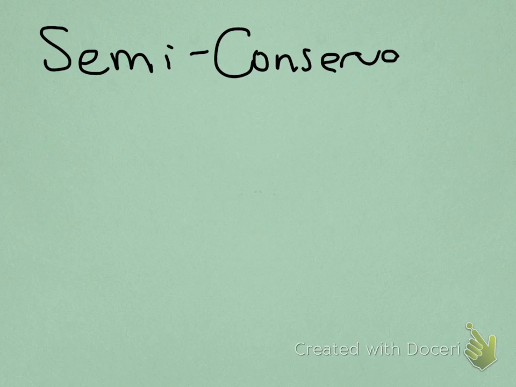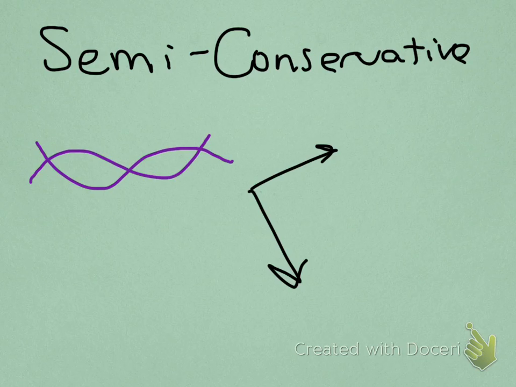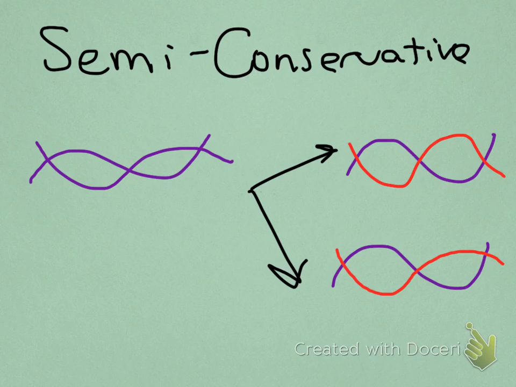Watson and Crick discovered that DNA was a semi-conservative model, meaning that the duplications of the DNA would contain 1 part original DNA and 1 part copy, shown by the purple being the original and the red being the copy.